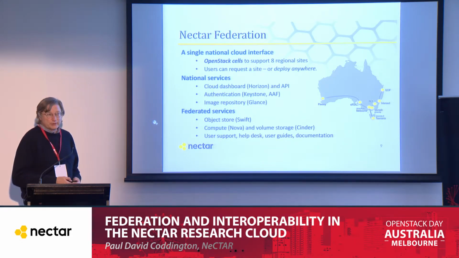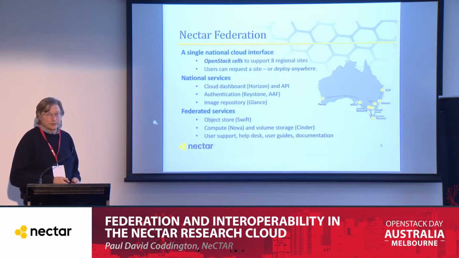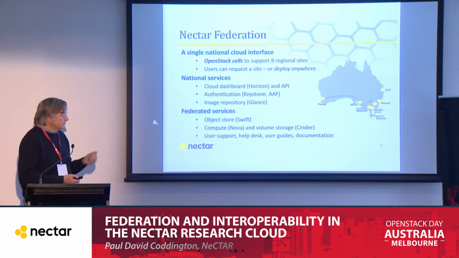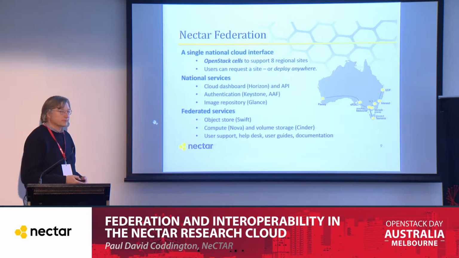We have an image repository, so a number of virtual machine images that people can use. And then we have the federated services. So we run an object store, Swift, so almost all of the nodes run their own infrastructure that supports that Swift object store, and it's federated. So it looks like a single store, but it's replicated across a number of institutions. And then, of course, each of the partners run their own local compute and volume storage infrastructure as well. We also have a distributed user support mechanism with help desk, user guides, documentation, and so on that all the partners contribute to.